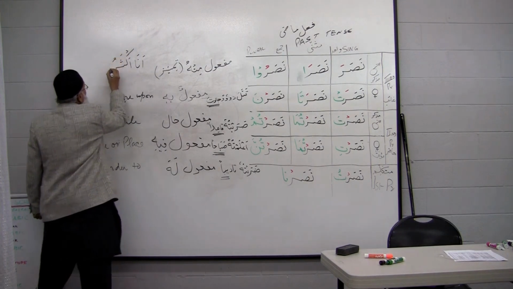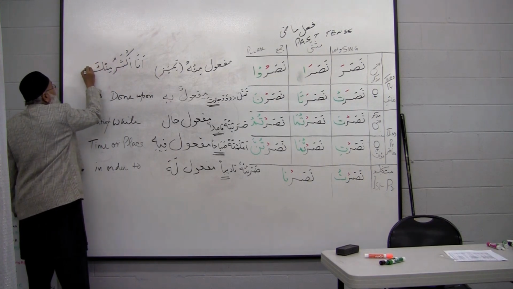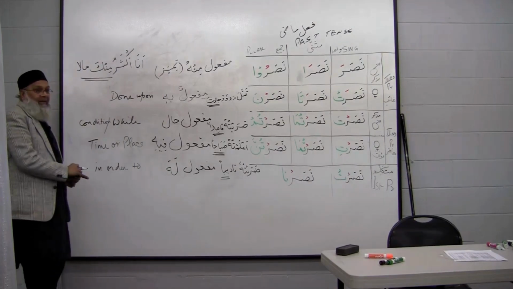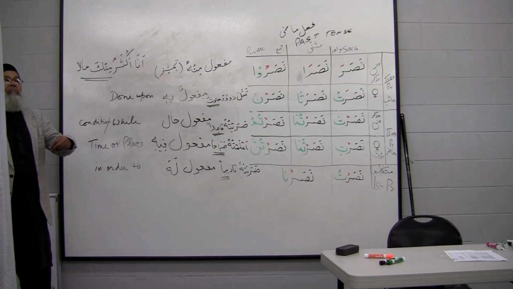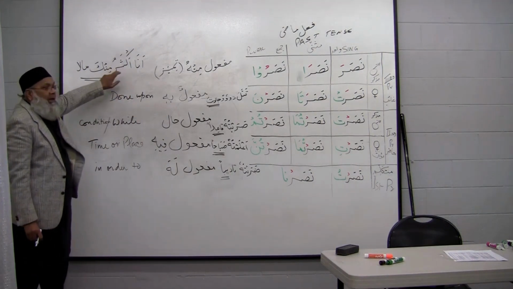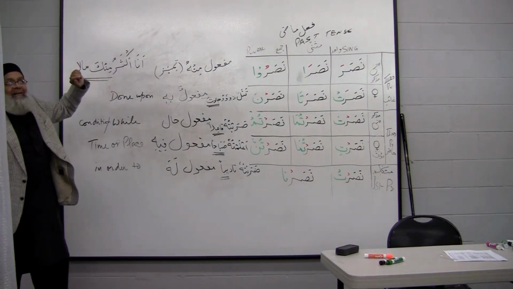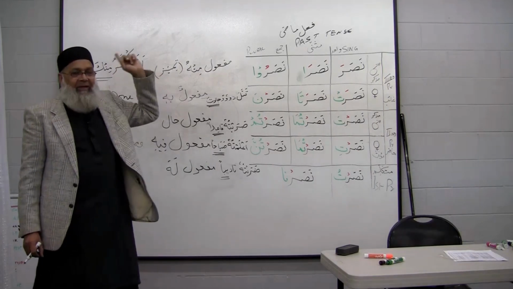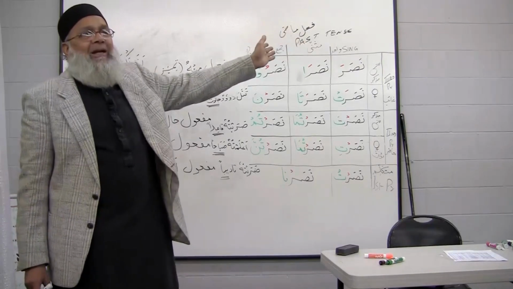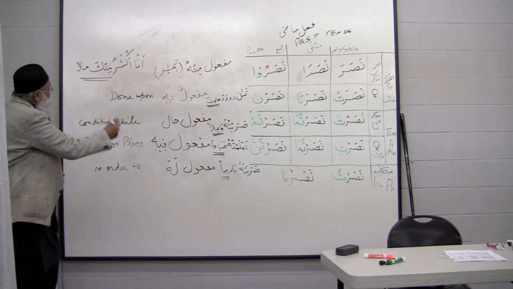Ana aktharu minka malan. I am more affluent than you. You know, kasrat means more. Kasara means to be more. Ana aktharu minka, I am more than you. In what respect? Malan. Here is malan. I am more than you in terms of mal, which idiomatically we say I am more affluent than you. And then the next sentence is wa a'azzu nafara.